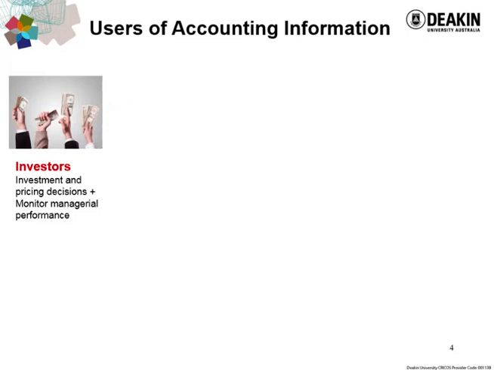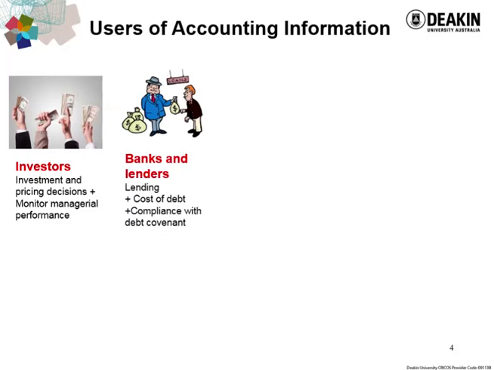If not, shareholders can put pressure on the company to sack the managers. Banks and lenders also use accounting information to make lending decisions, whether to provide a loan to the company. And they use accounting information to determine the cost of debt. In other words, what should be the interest rates, what should be the loan spreads.